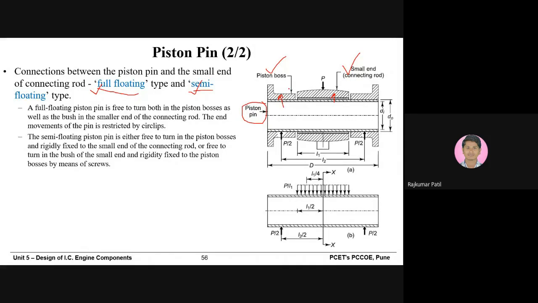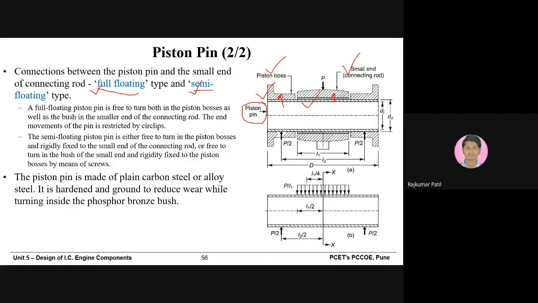And in case of semi floating, the piston pin is freely rotating either in the small end of the connecting rod or the piston boss. So one is fixed and the other is rotating. That type of arrangement you will see. And when it is freely rotating in the piston boss as well as the connecting rod, it is called full floating. And if it is rotating either in the piston boss or the small end of the connecting rod, then it is called semi floating.